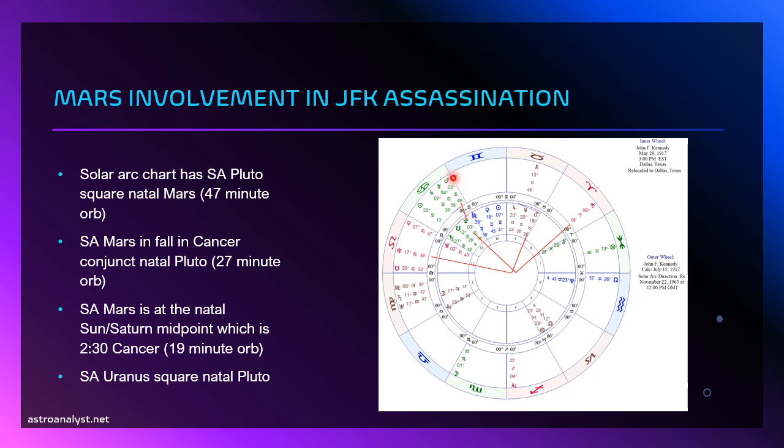So you have 2 degrees 49 Cancer here, and you've got 3 degrees 15 minutes of Pluto there. So that's a 27-minute orb, very tight between those planets. So we really have a real Mars-Pluto signification here, or signature, for this assassination.